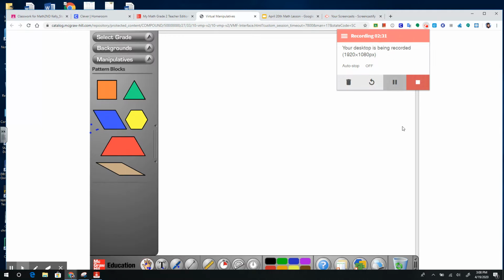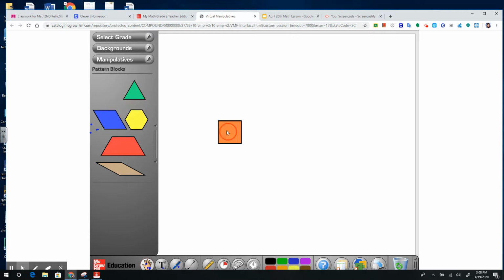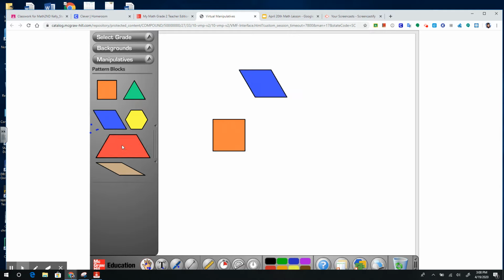All right, so we finished up with the triangle, and now we're going to take a look more at our shapes with 4 sides. So 1, 2, 3, 4. I'm going to pull my square over. 1, 2, 3, 4. I'm going to pull this shape over. 1, 2, 3, 4. I'm going to take a look.